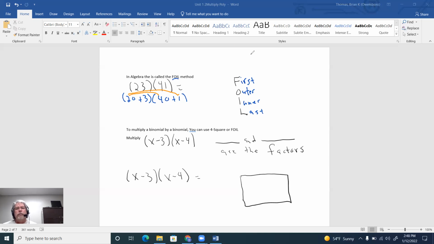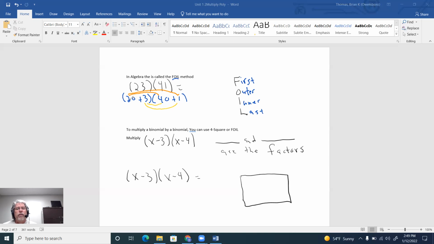And then we go to the I, which means we now turn our attention to the 3. The 3 goes to the 40. We call those the inner terms. And the 3 goes to the 1. Those are the last terms. Now remember, when you're using FOIL, this is all multiplication at this point.